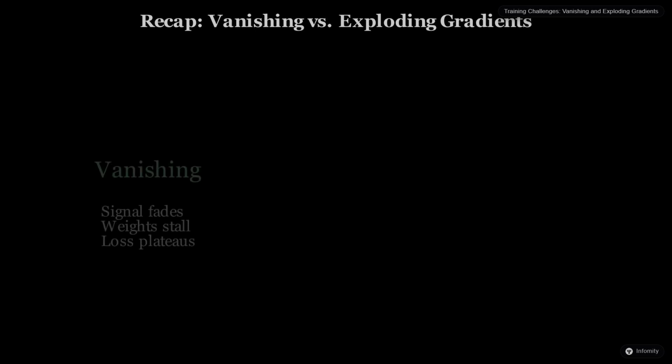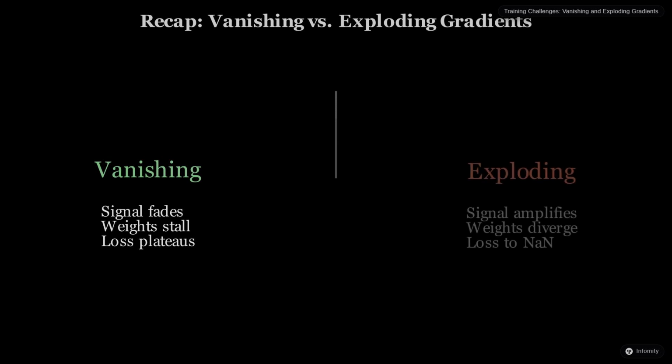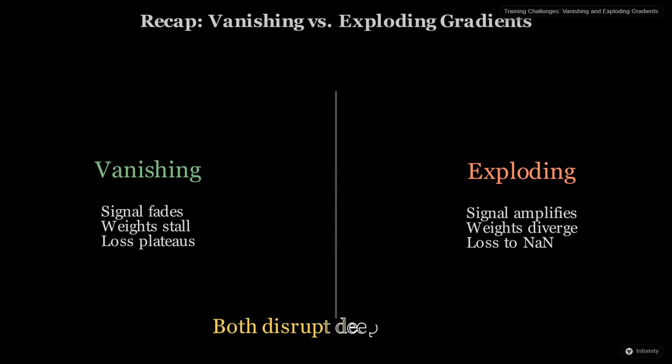In summary, we've explored two critical challenges in training deep neural networks: vanishing and exploding gradients. Vanishing gradients occur when the error signal diminishes to near zero as it propagates backward, leading to stalled learning in early layers. It's like our message fading to an inaudible whisper. Exploding gradients, on the other hand, involve the error signal amplifying uncontrollably, causing unstable training and model divergence. This is akin to our message escalating into a deafening, chaotic shout. Both phenomena prevent deep networks from learning effectively, highlighting the delicate balance required for successful training. Understanding these challenges is the first step towards building more robust and efficient deep learning models.